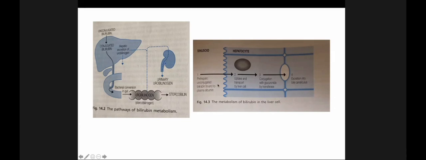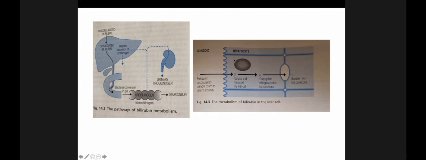So this is what happens in the liver. If we zoom in on what's happening in the hepatocyte, it is taking up unconjugated bilirubin, which is bound to plasma albumin, into the cell, right? And then what happens is within the cell, this unconjugated bilirubin undergoes conjugation. And this requires enzymes and energy. And then that conjugated bilirubin gets excreted into the bile canaliculi, right?